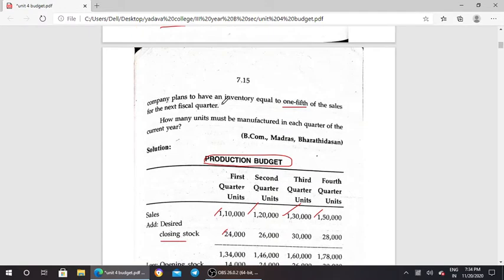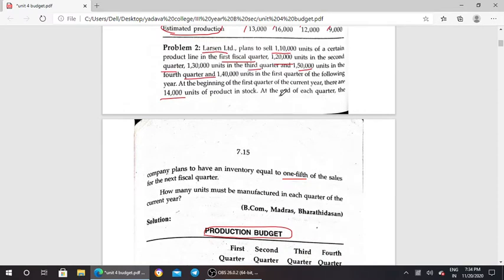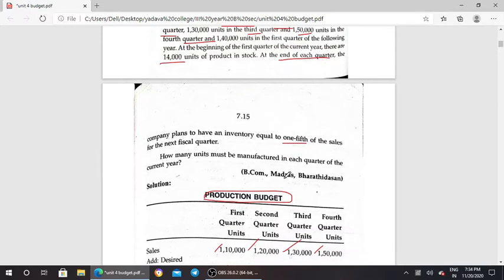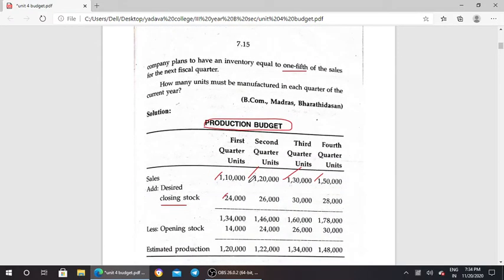Please note it down: inventory equal to 1/5 of the sales is the closing stock for each fiscal quarter. They have given that at the end of each quarter the company has to hold 1/5 of the sales. So for 1,20,000 we take 1/5, which is 24,000. For 1,30,000 we take 1/5, which is 26,000. Likewise it goes on like this.